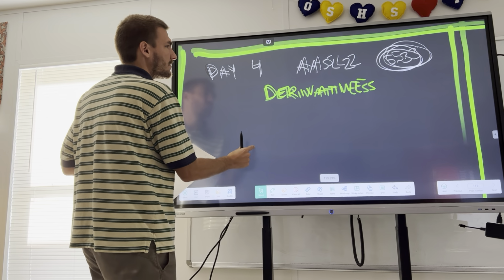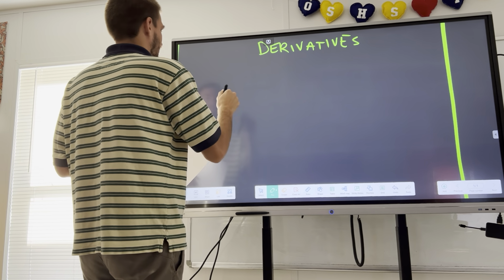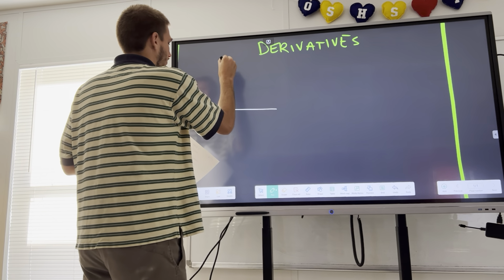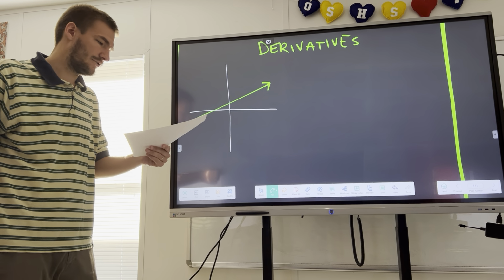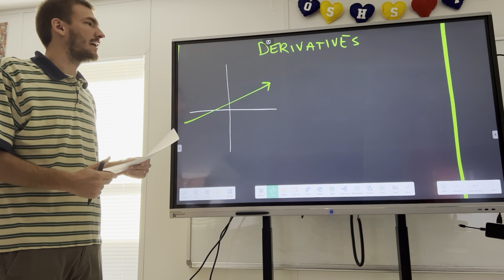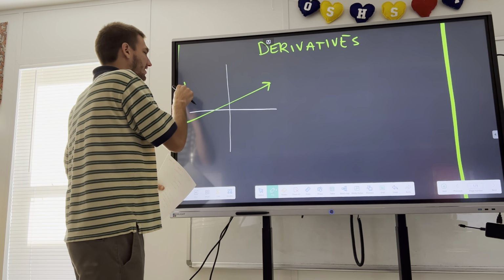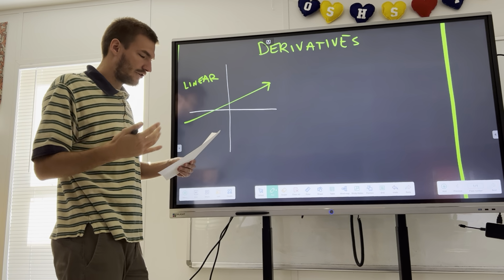So let's talk about what derivatives even are. I'm going to start by drawing a nice graph here. I would recommend you kind of sketch it out. It doesn't have to be perfect, just getting some kind of graph on here. And this is a nice linear function. It's a line, it's a straight line.